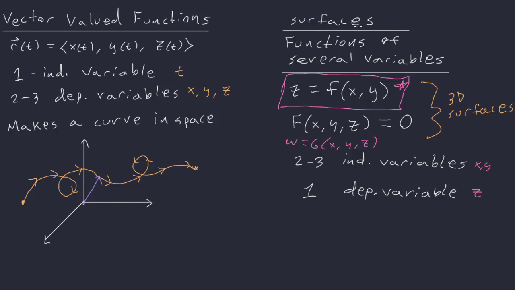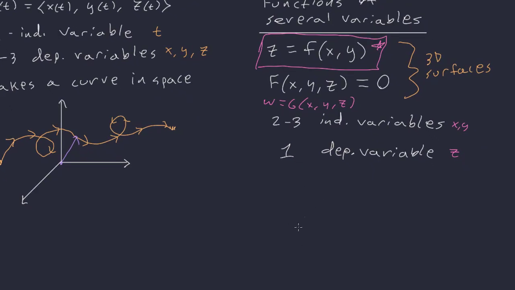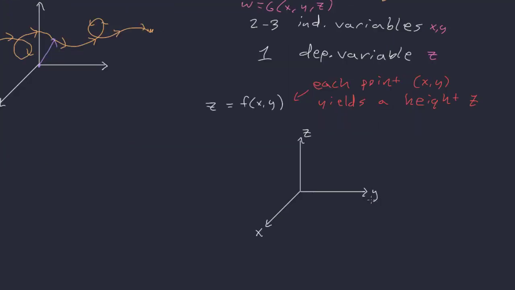So the natural question is, why am I calling these surfaces? Well, it's because when we take a look at this stuff, we do get a surface. For example, if we say that z is equal to f of x, y, for each x, y we plug in, we get a unique z. Each point x, y, on the xy plane, gives us a height z.